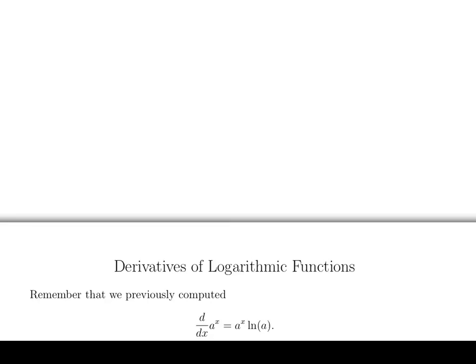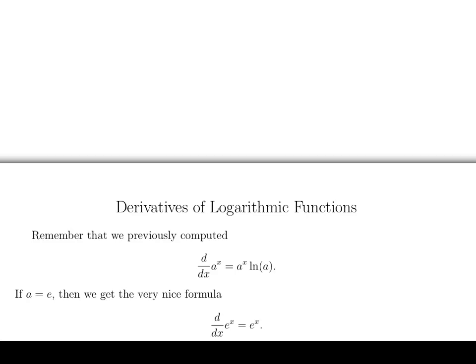Now, a few sections ago, we computed that the derivative of a to the x is equal to a to the x log a. And you'll remember that if a happens to be e, a particular number, about 2.718, then you get a very nice formula. The derivative of e to the x is just e to the x.